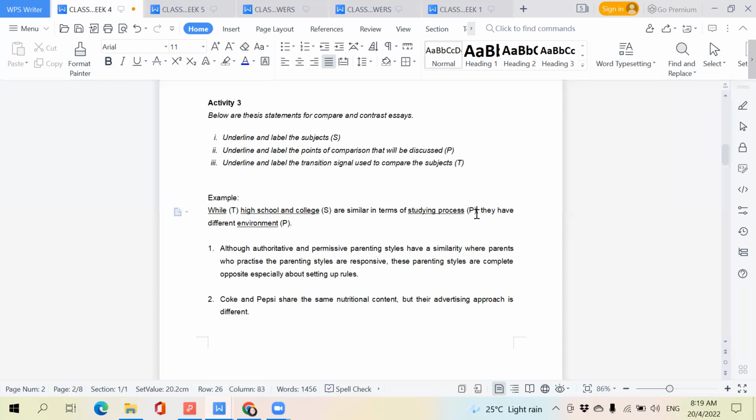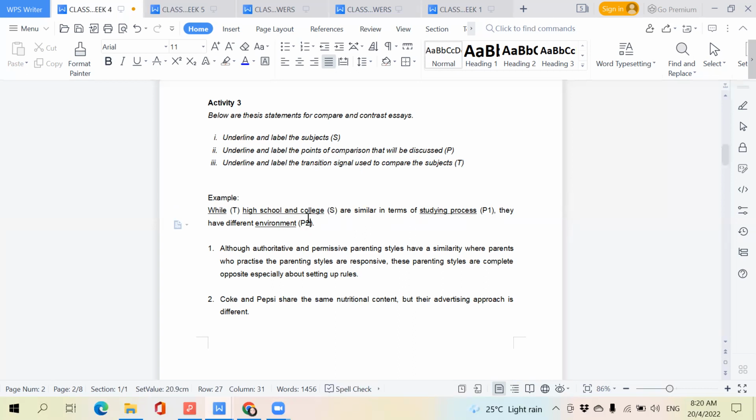Similar in terms of the studying process is point of comparison 1. I'll just write it here, P1. Okay, this is point of comparison 1. And then they have different environments, P2. So here it has already clearly stated similar, which means this is for body paragraph number 1, where you only talk about the similarities in terms of what? Oh, the studying process. Okay, next you talk about the differences, and it has already mentioned clearly what type of differences you are talking about here. Oh, environment. So this will be further discussed in body paragraph number 2.